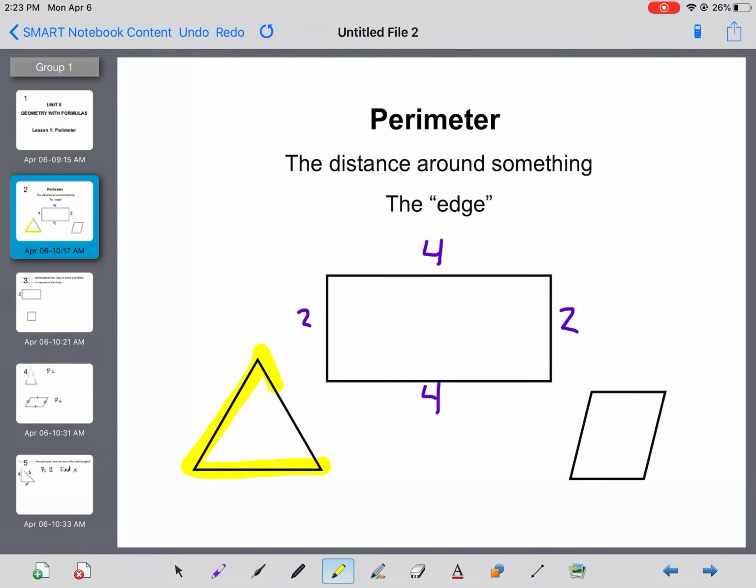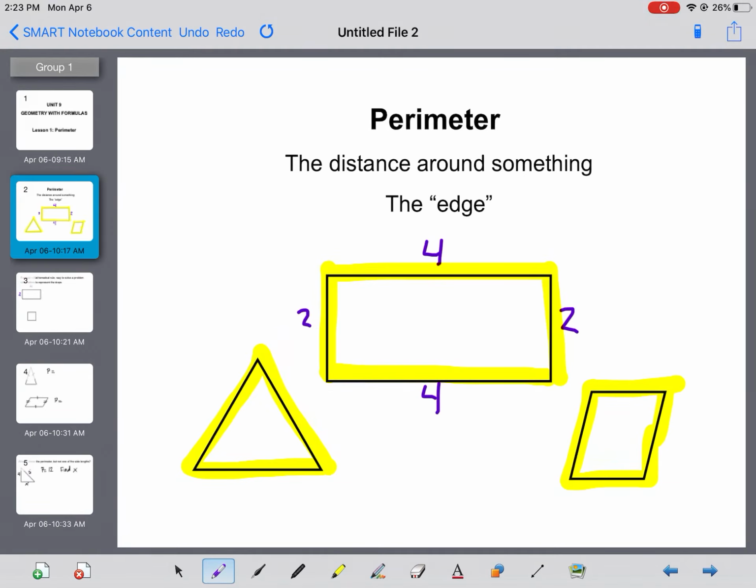So if I were to look at this triangle, the perimeter would be the measurements of all three sides together, right? The distance around the shape, the edge of the shape. So for this rectangle right here, you can imagine you have, let's say, a rectangular backyard. You want to put some fencing up around your backyard to fence it in. You would have to know the distance around your backyard in order to know how much fencing to buy.